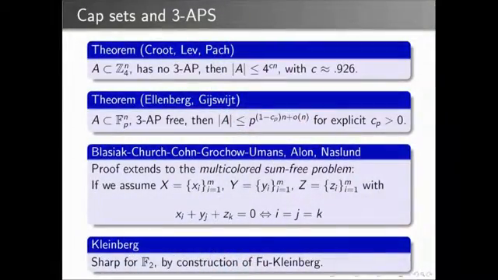And this is a generalization because if we take x to be a, y to be a, and z to be minus 2a, then if we have an AP-free set, we obtain 3 sets that have this property. And Kleinberg proved that the bound in the multicolored sum-free problem over F2 is sharp in the exponent, by a construction of Fu and Kleinberg.